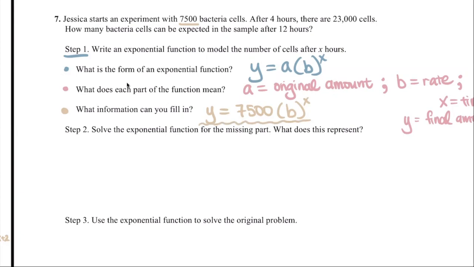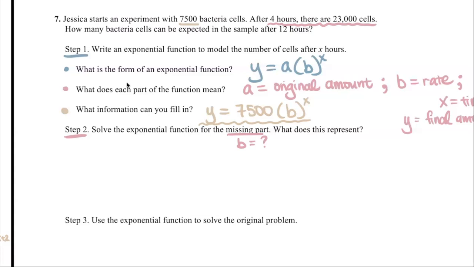All right, next step. Solve the exponential function for the missing part, and what does this represent? So we don't know what B is. So B is our missing part in this case. In order to figure out what B is, we can plug in one instance, which they give us to figure out what the rate is. So all we know is after 4 hours, there was 23,000 cells. Knowing that's going to help us figure out the rate, okay?